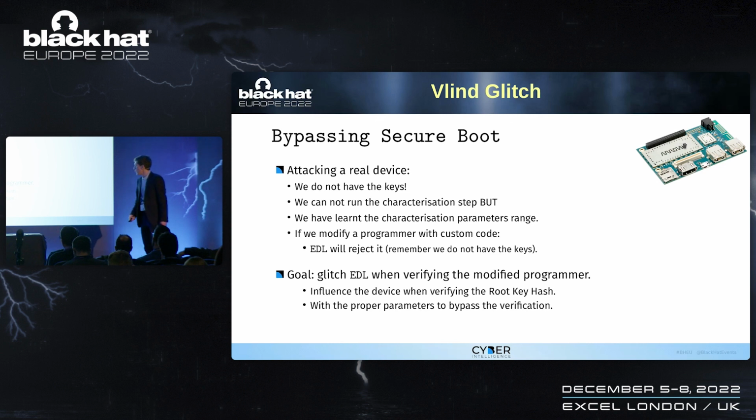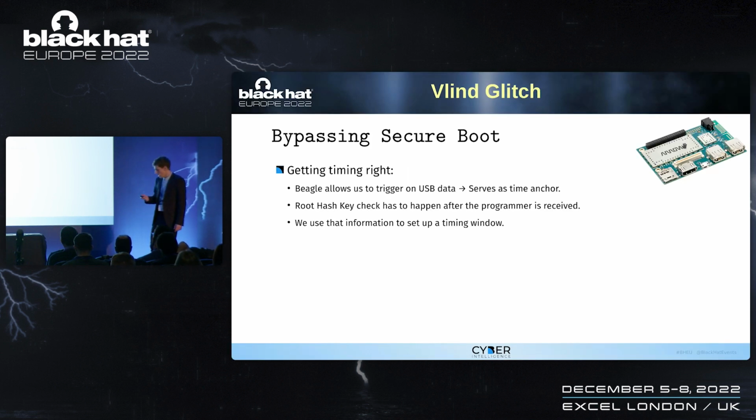In this case, our main goal is to glitch the EDL when, as Hector explained, it's verifying this root certificate. So we have a couple of steps. First is getting the timing right. As Hector explained, we already see where the programmer is going through the wire, so we can trigger on that. But we also know more or less where the root key hash verification is happening. So we have a very clear window on where to start applying our glitches.